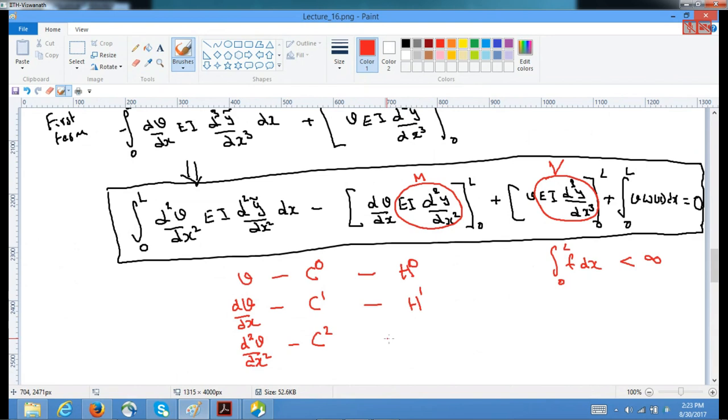It should belong to H. If dv by dx, in this case, this integral has to be defined. It is not indefinite, I mean infinite in nature. So that's the reason this cannot shoot out to infinity. It has to be finite. So it has to be H1, and this should not go to infinity, so that's the reason it has to be also integrable, so H2.